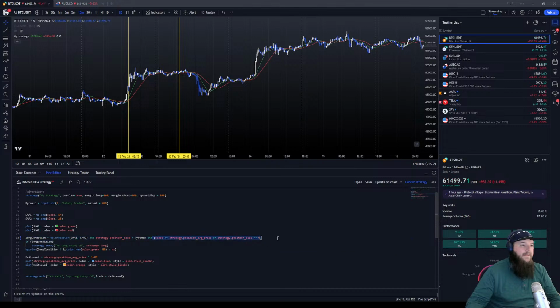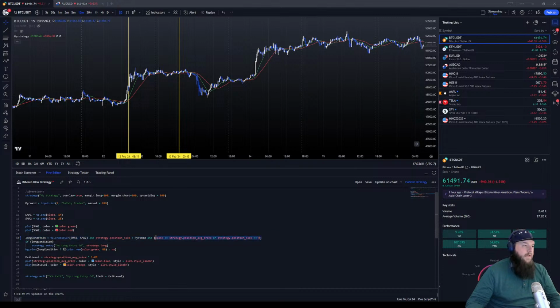And so by saying this, now we're saying all of this has to occur, right? A crossover of the simple moving averages. A position size is less than our pyramiding, so we've only taken less than 5 trades, and one of these two conditions has to be true. This condition will be true when no trade is currently active, and this will be true when we are in a trade, right? When the position average price is not NA, and when our close is less than the average price.